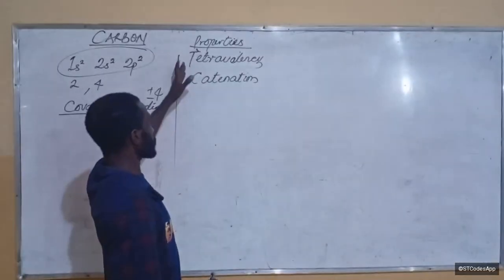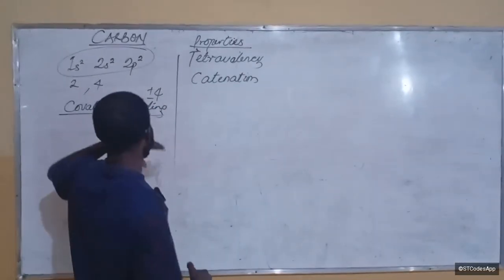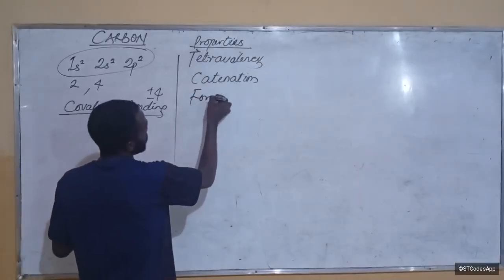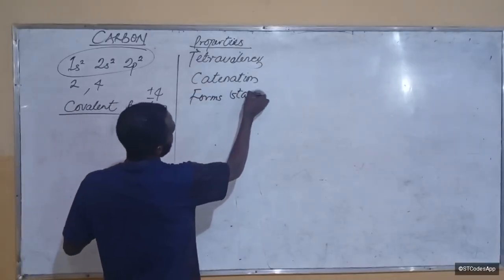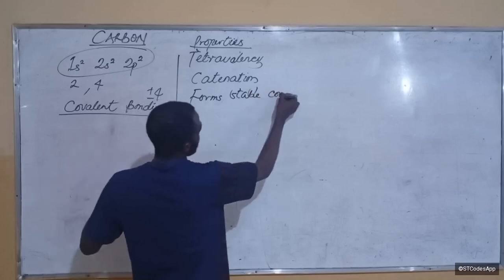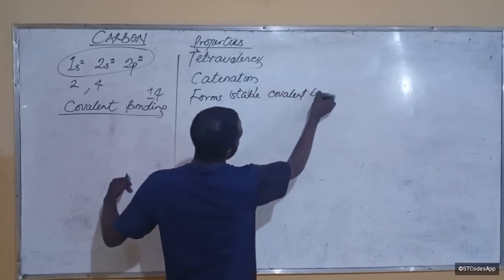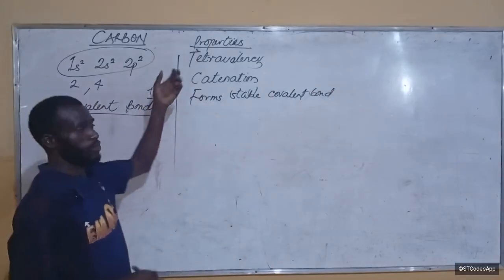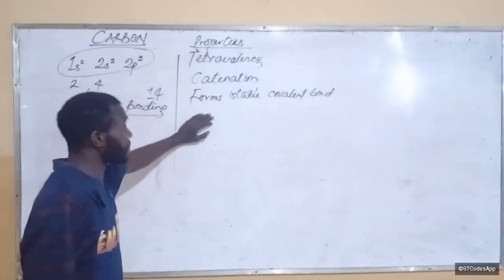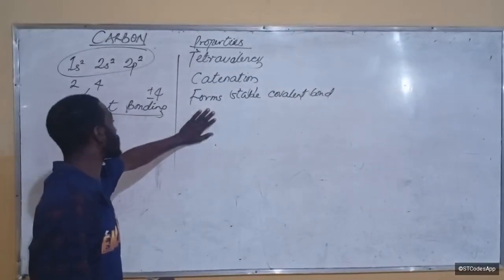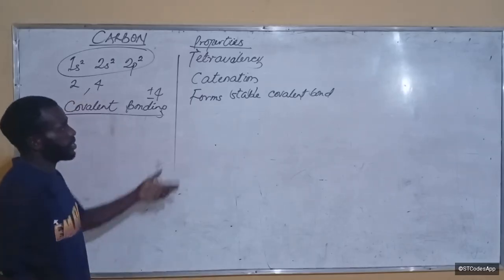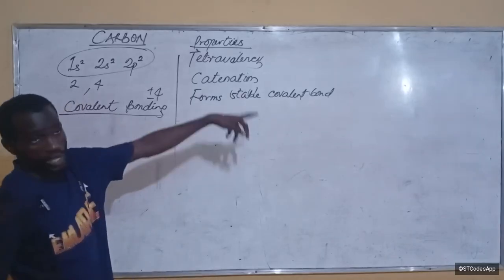Then of course, carbon also has the property of forming stable covalent bonds, like we said. All right. So these are the major properties there.